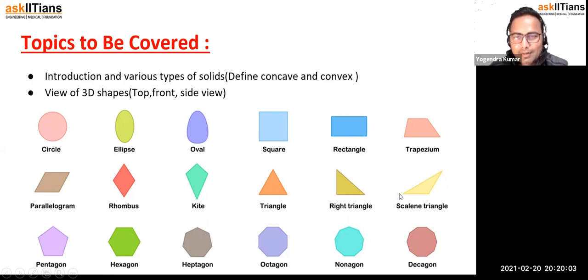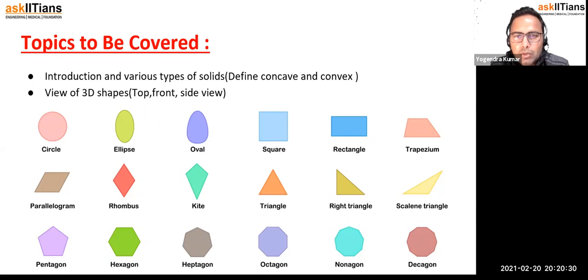Triangle, right angle, scalene triangle, pentagon, hexagon, heptagon, octagon, 8 sides are there, nonagon and decagon, right? You can remember these briefly, but don't worry if by chance you miss out anything. Briefly you have to remember that these are the shapes we are surrounded with. We have so many things around us in these shapes, right? So we need to be familiar with these.